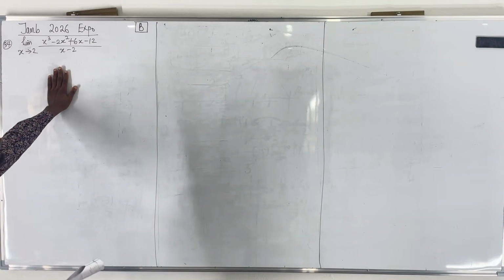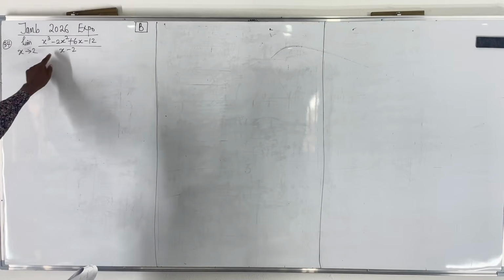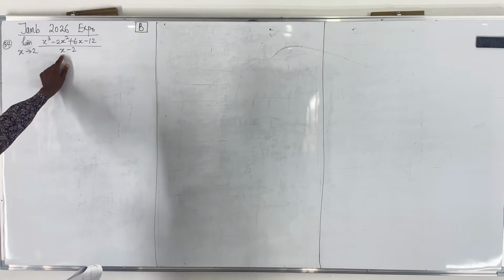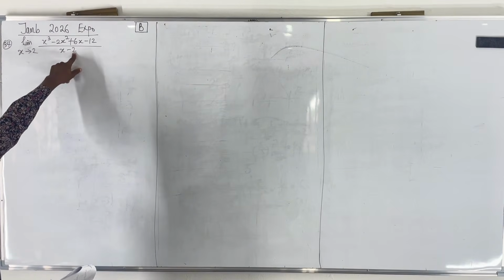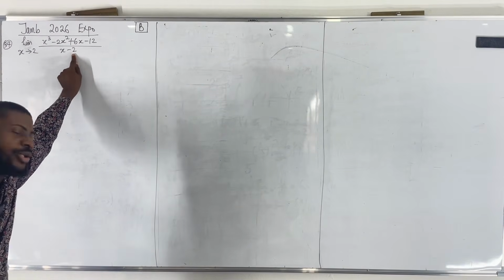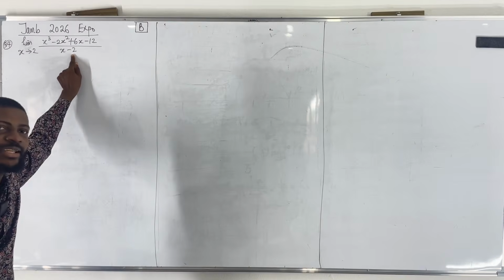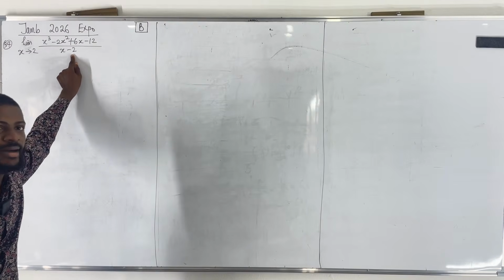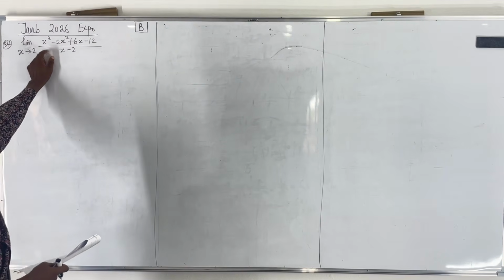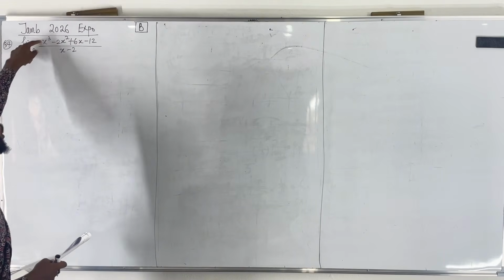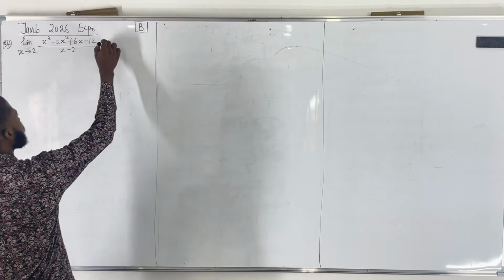Now take note, what you're supposed to do is anywhere you see x, you're going to put 2. But there's a problem with this. When you put 2 here, 2 minus 2 is 0. The denominator has to be non-zero. It cannot be 0. So what we're going to do is, we're going to use differentiation here. Differentiate the top, differentiate the bottom.